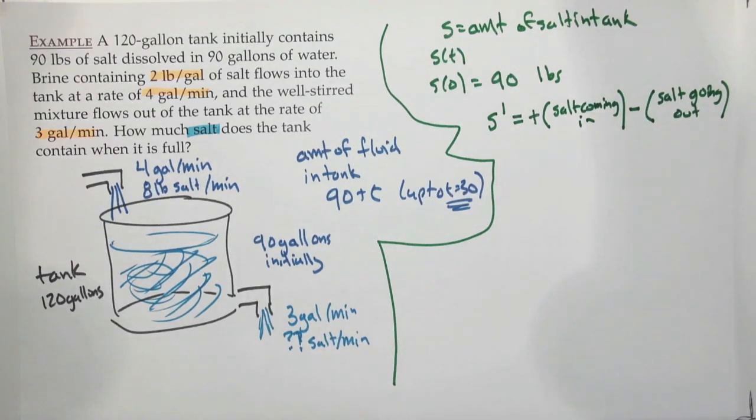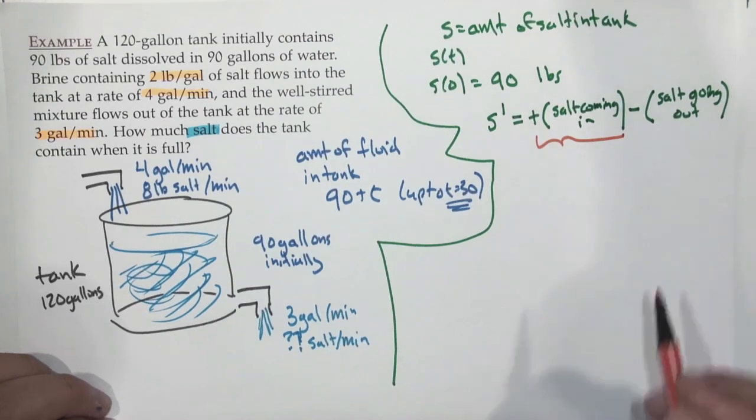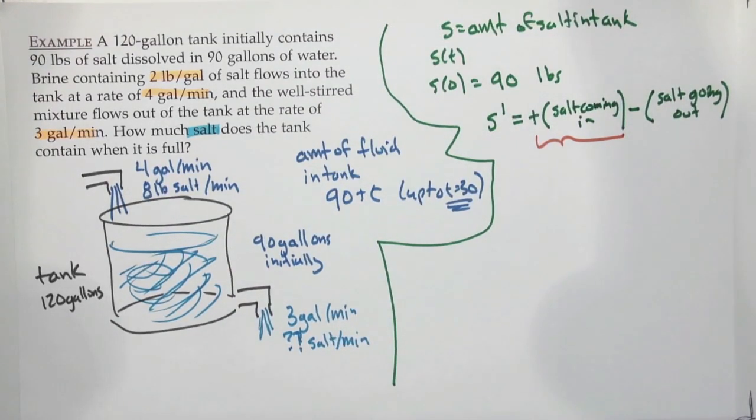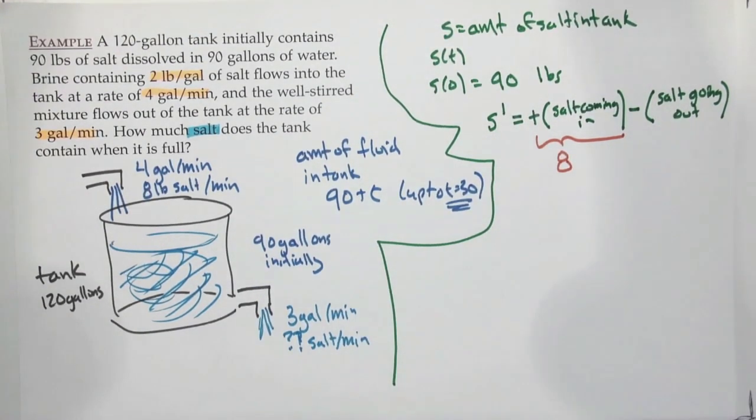What is our coming in? That might be the easier one. How much salt is coming in? 8 pounds per minute. So what we can say is that this is 8. All right, that's the easy one. It's coming in at a constant rate. It's always coming in at 8. Now, salt going out. Ooh, this one's going to be more interesting.